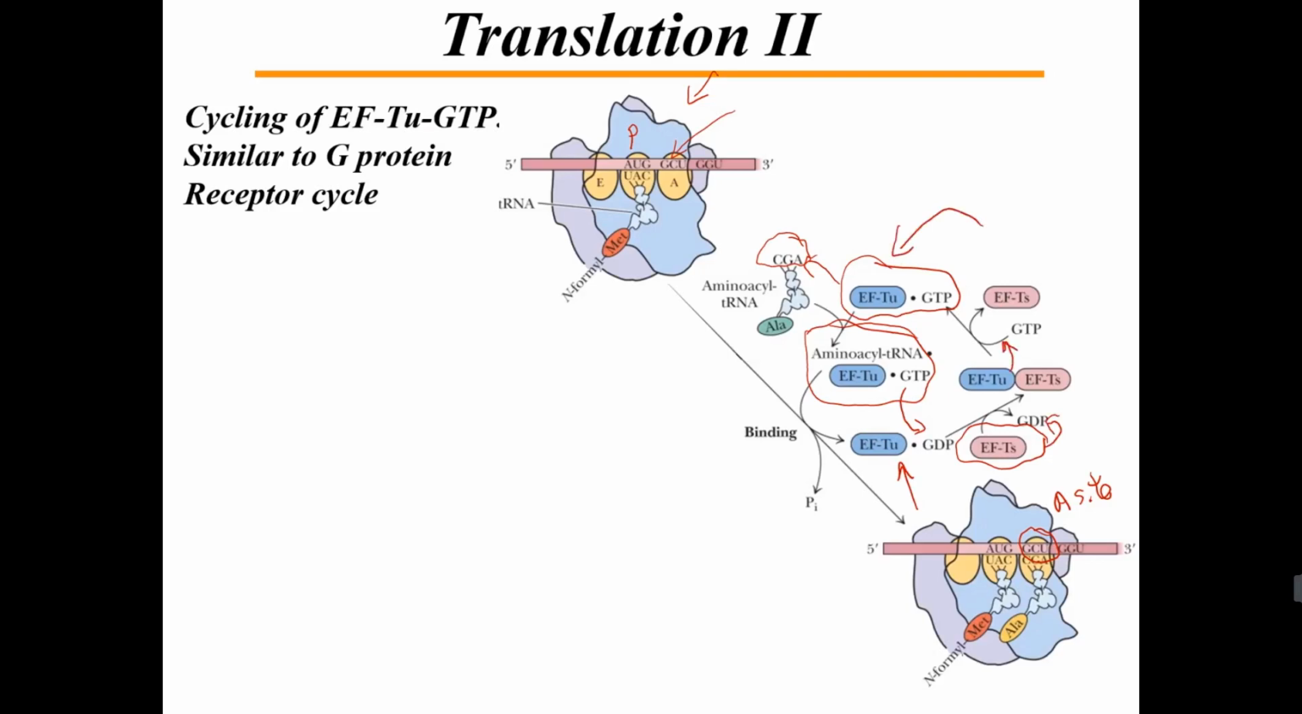Okay, so basically the steps include the aminoacyl tRNA being delivered to the ribosome and GTP hydrolysis causing the EF2 GDP complex to dissociate from that aminoacyl tRNA. The inactive EF2 GDP complex is then recognized by the elongation factor Ts, which is highlighted here.